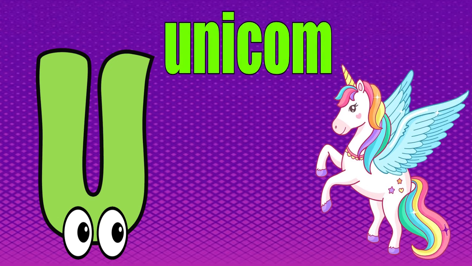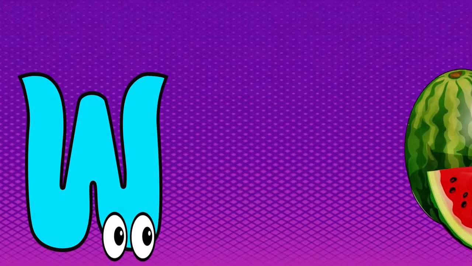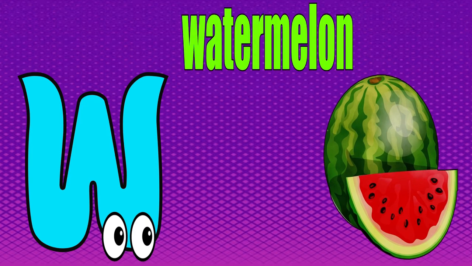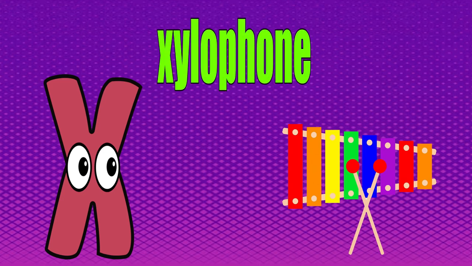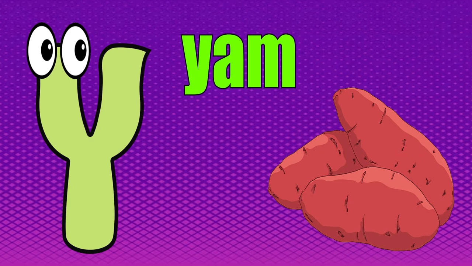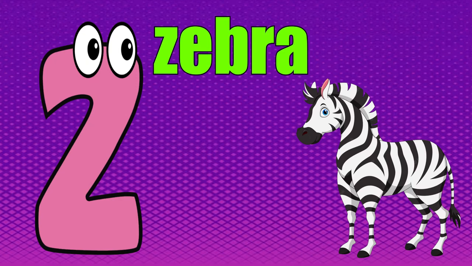Unicorn. V for vampire. W for watermelon. X for xylophone. Y for yam. Z for zebra.